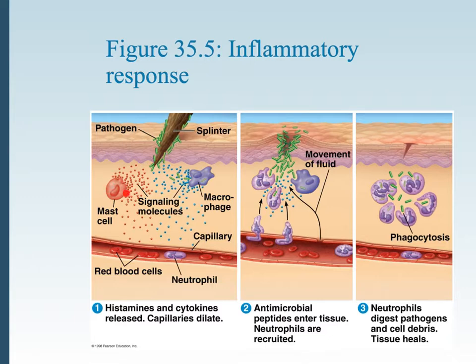So you have mast cells. Mast cells are releasing histamines, that's what these red things are, as well as cytokines, and those are recruiters for other neutrophils, here they are.